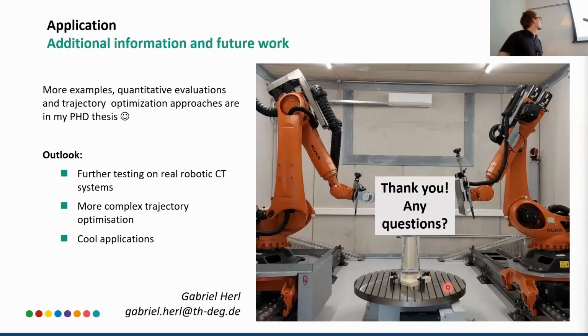That's it. More examples, more quantitative evaluation and trajectory optimization approaches are in my hopefully soon finished PhD thesis. And the outlook is further testing on real robotic CT systems. Right now, the problem is that the robots are not calibrated well enough. I want to do more complex trajectory optimization, and I want to do it on a cool real-world application. Thank you. Any questions?